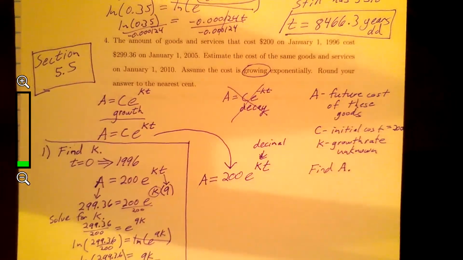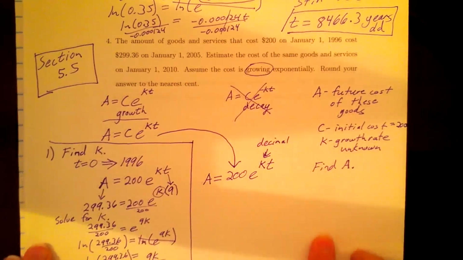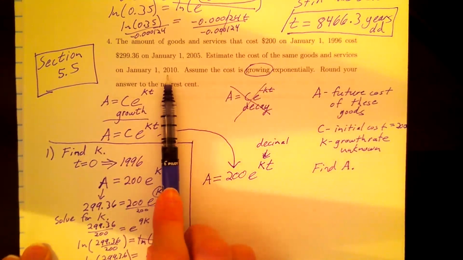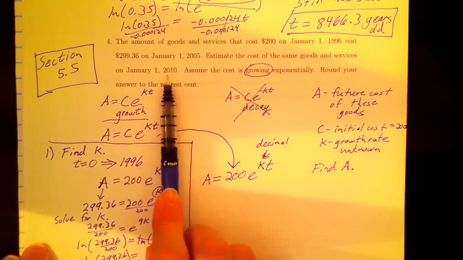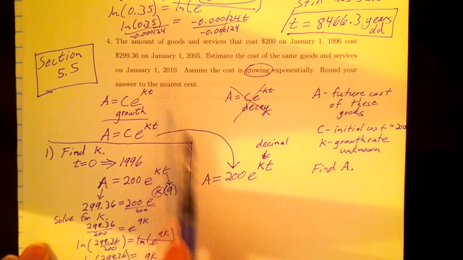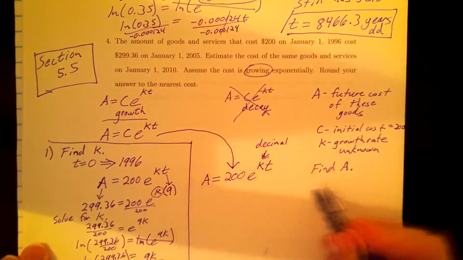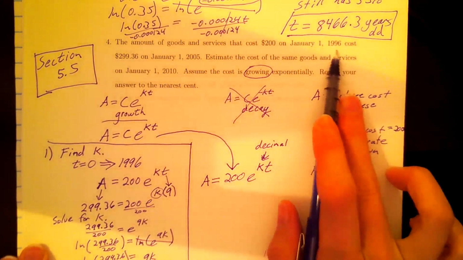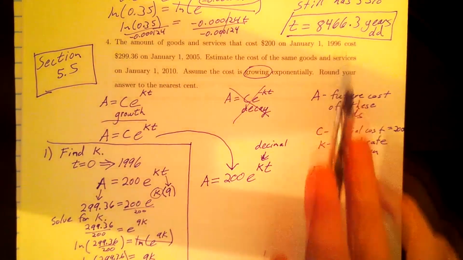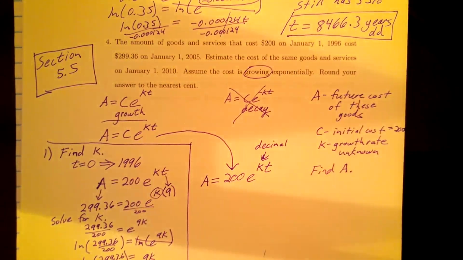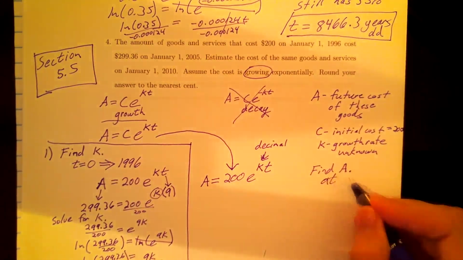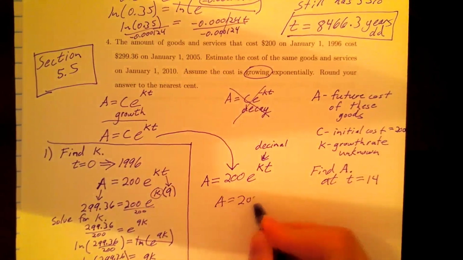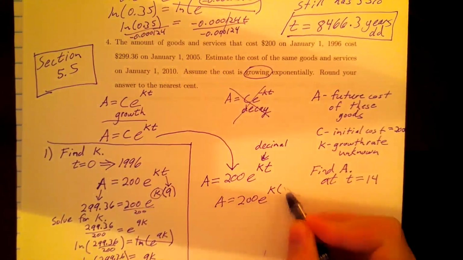What's it asking? It says, estimate the cost of the same goods and services in 2010. That means I'm going to have a particular T that I'm going to plug in to get a future value A. So it wants me to find A. For 2010, what value of T is that? If I'm starting at 1996 and that's T equals 0, 2010 is 14 years later. So I have to find A at T equal 14. Let's plug that in here: 200 E to the K times 14.